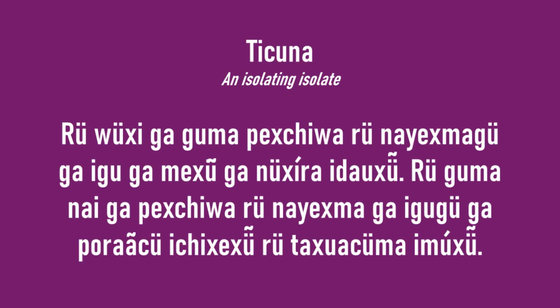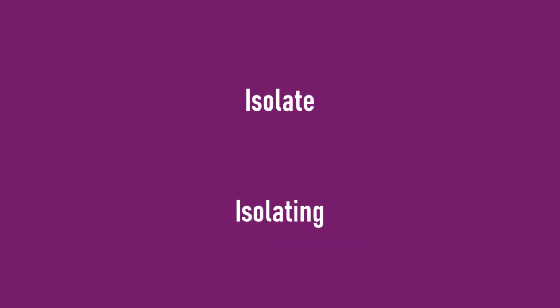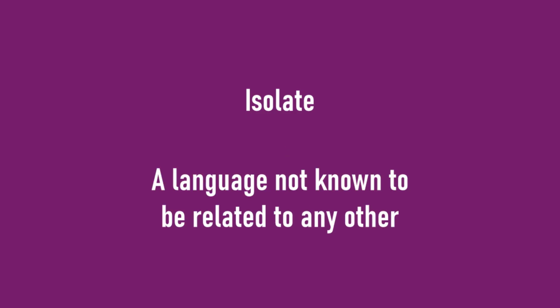So let's go through just a few pairs of similar words which I often see people mix up. Let's begin with isolate and isolating. These are both words which can be used to describe languages, but while an isolate language may or may not be isolating, these are two distinct words with separate meanings. An isolate language, note that's isolate without a D on the end, is one which is not known to be related to any other language.